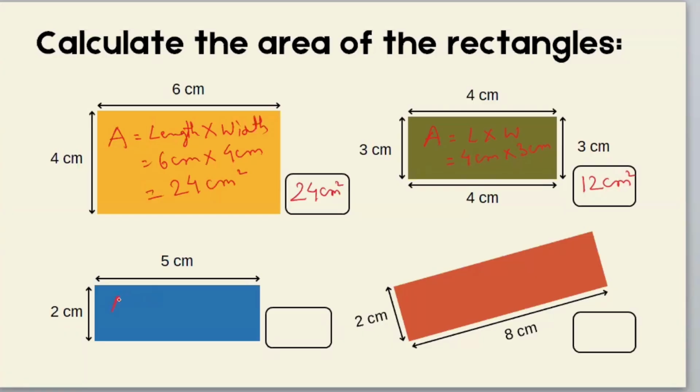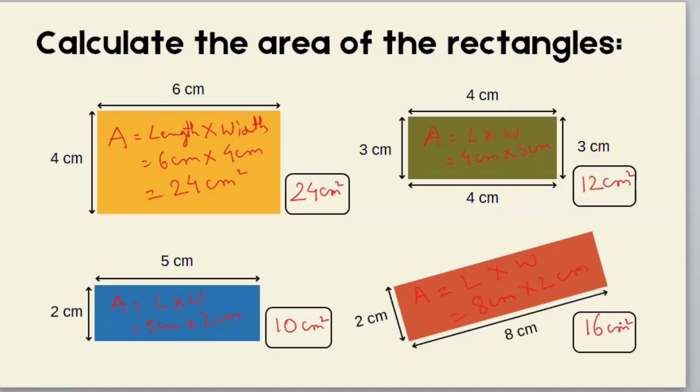In this one, we will use the same formula, and it will be 5 centimeter times 2 centimeter, that is 10 centimeter square. Here, what will be the area? Area is equal to L times W, that is 8 centimeter times 2 centimeter, is 16 centimeter square. Okay. First, you have to pause the video and solve it by yourself. Then match the answer to see whether you got it right or not.